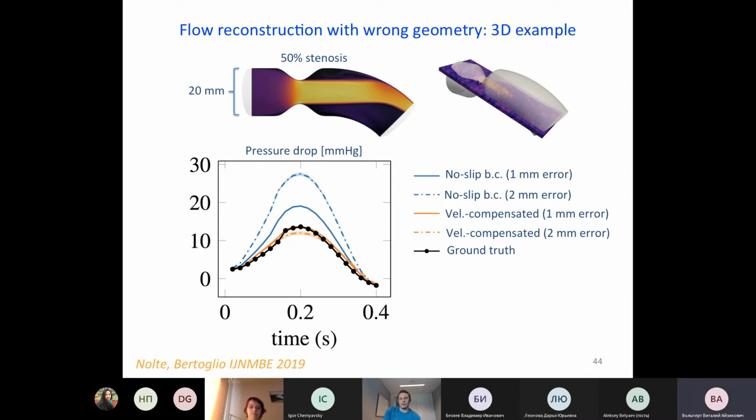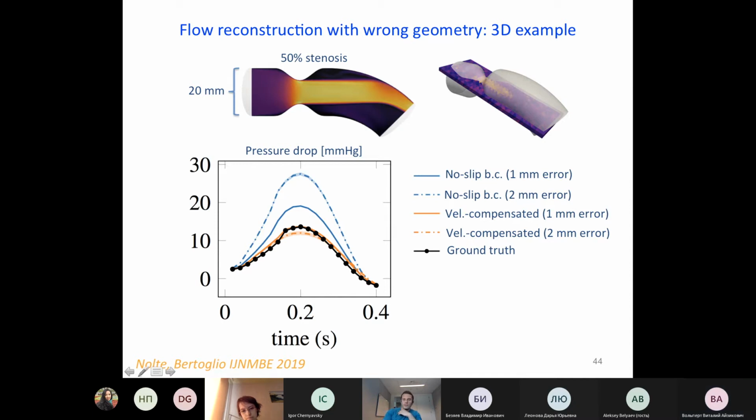Sorry, if I can ask a question about that. You have these two yellow lines with two different velocity compensated, a 1 millimeter and 2 millimeter difference in the geometry in the area, but the results are the same or very close. Could you comment on that? Because it looks like the result should depend more strongly on this difference in the domain, isn't it?